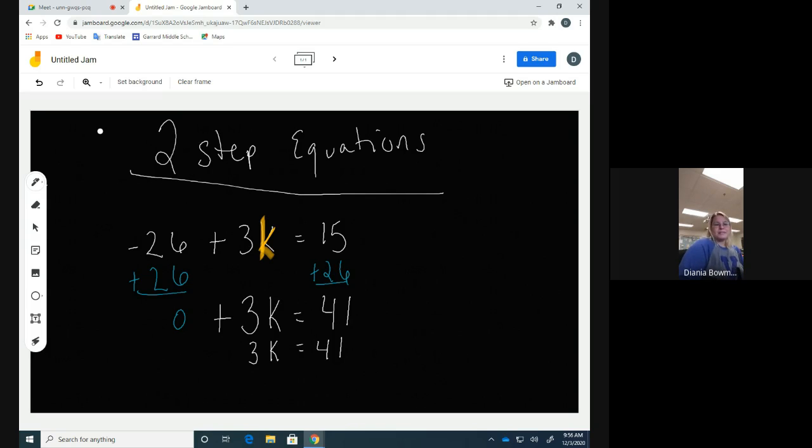So what's the opposite of multiplied by k? Divide. So I'm going to divide both sides by 3. These 3's cancel. And I'm left with k on this side. K is equal to 41 divided by 3. What is 41 divided by 3?